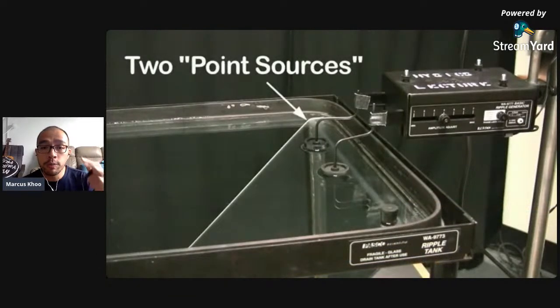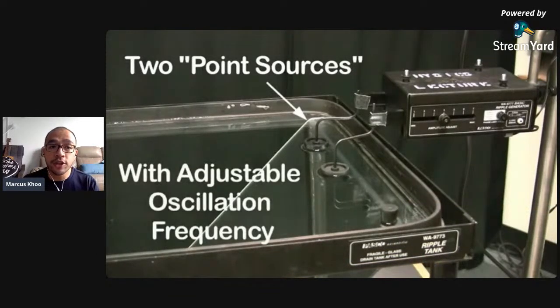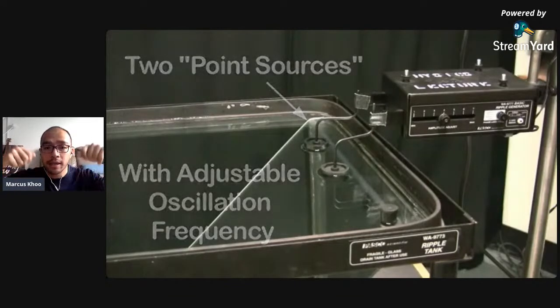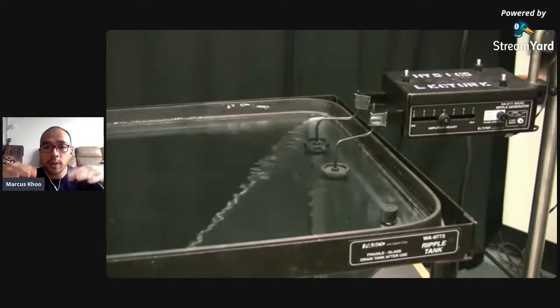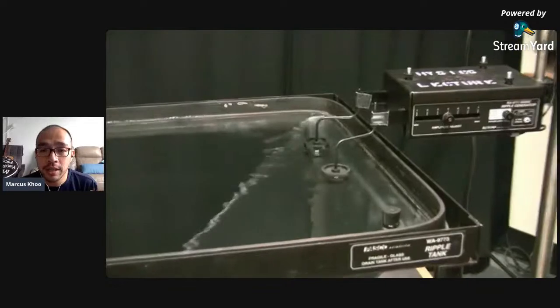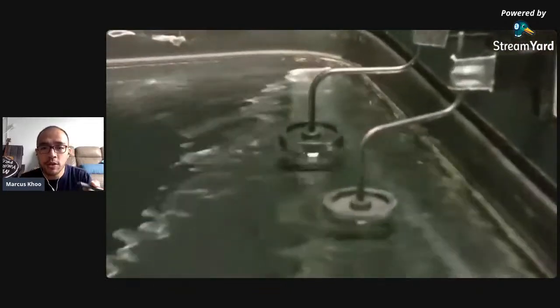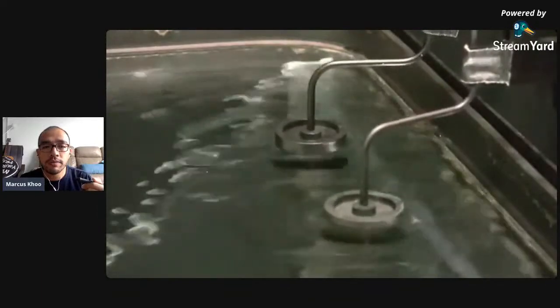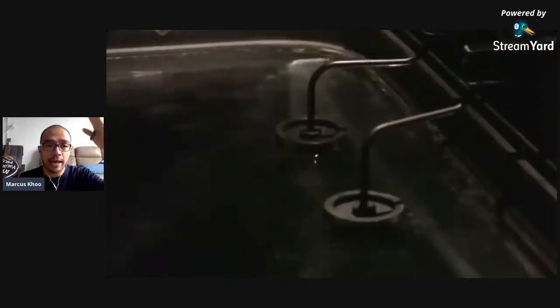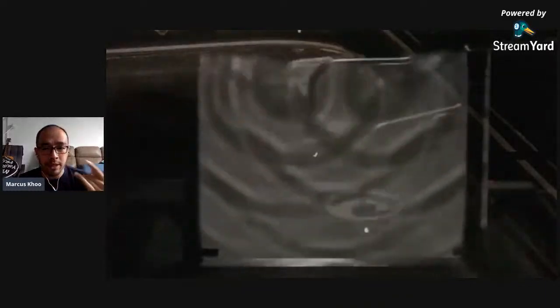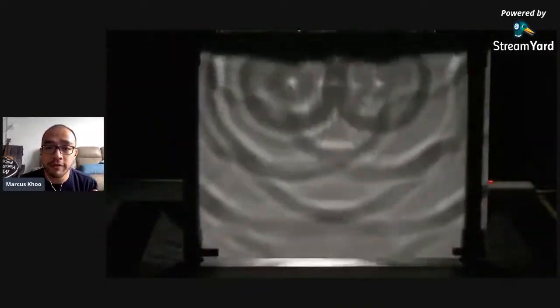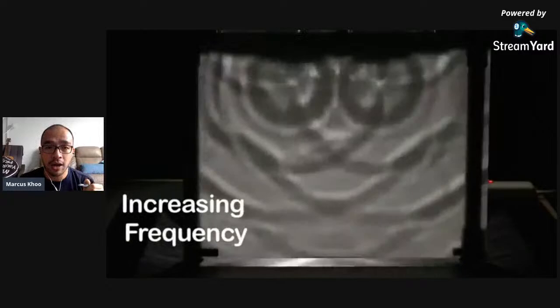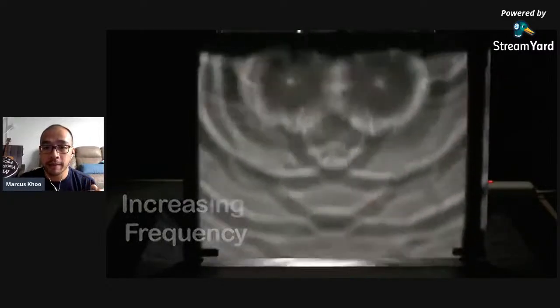So you have these two point sources, which, like in the first video, are like the two balls. You can adjust this one. So when it vibrates, see, this is what happens. Of course, over here it is difficult to see. We need to turn on the light from above, which is how we did the reporting. And this is how the interference pattern looks like.